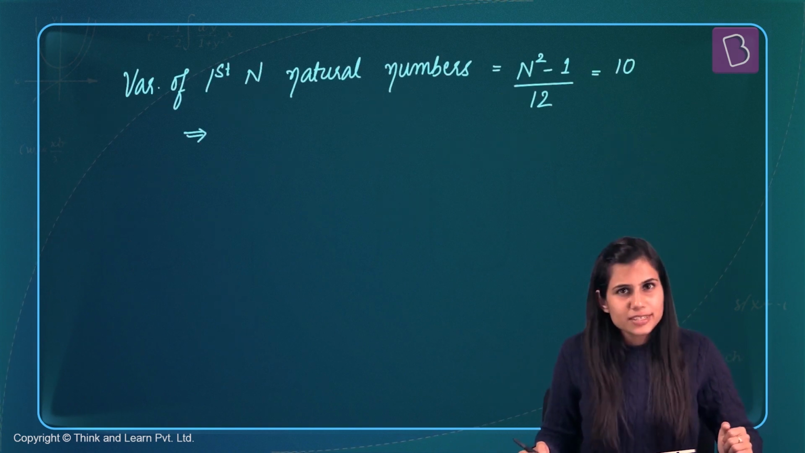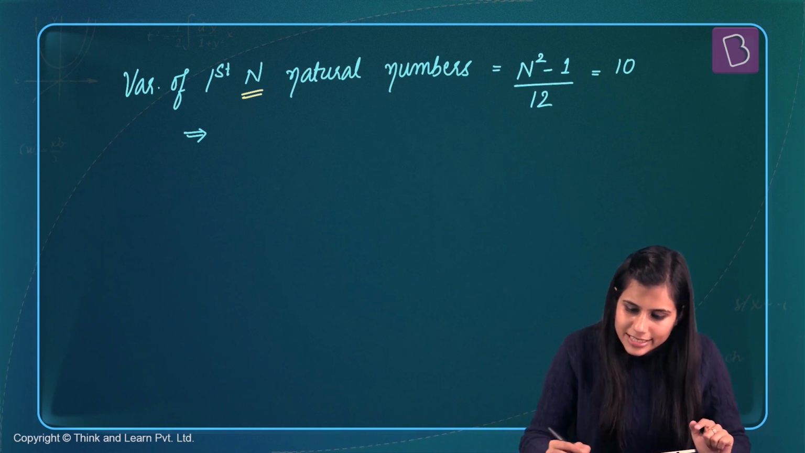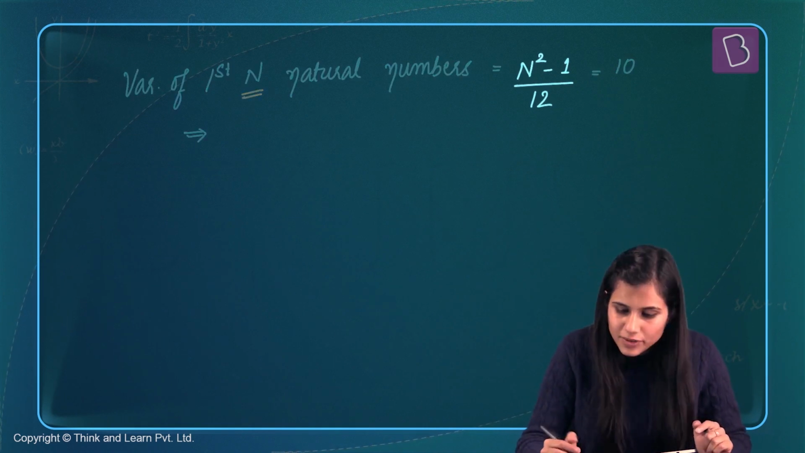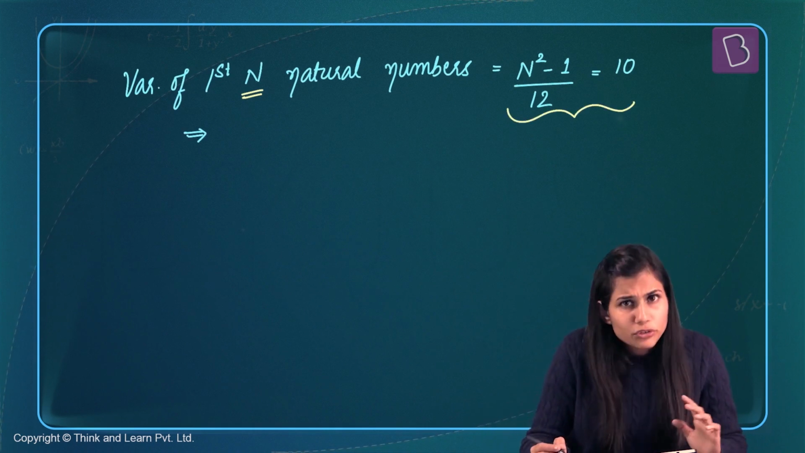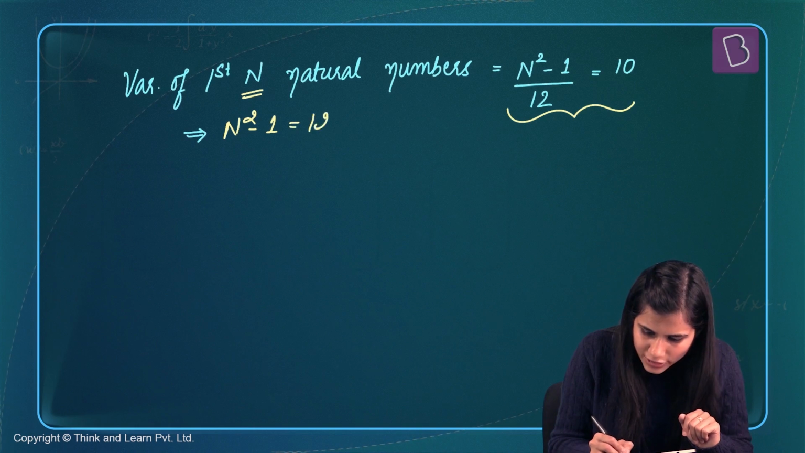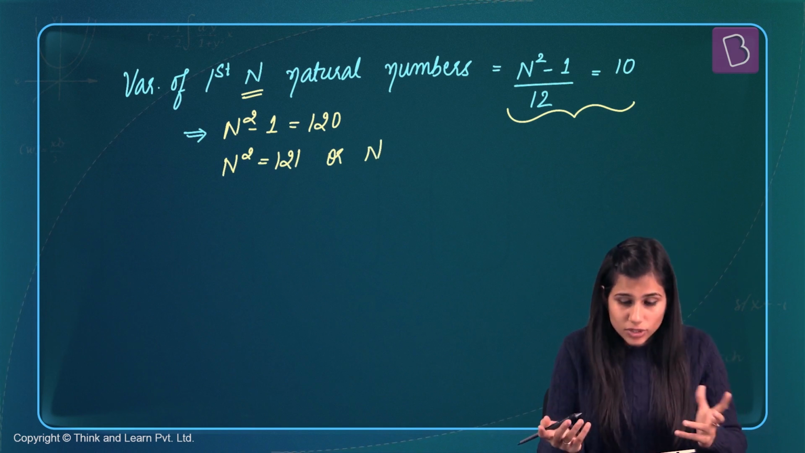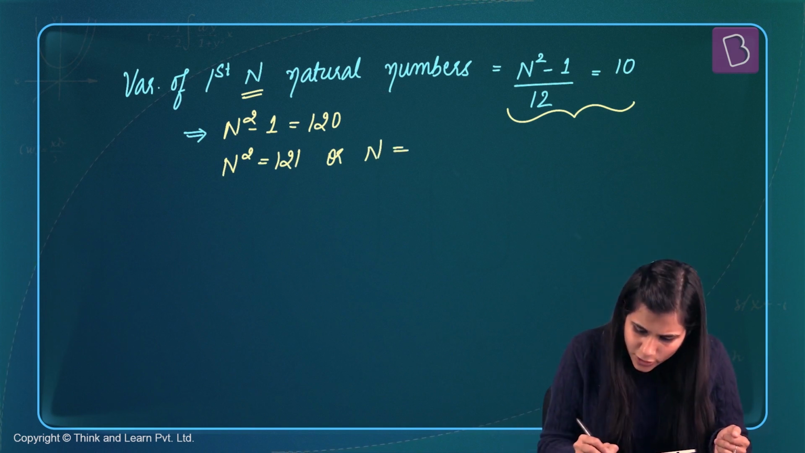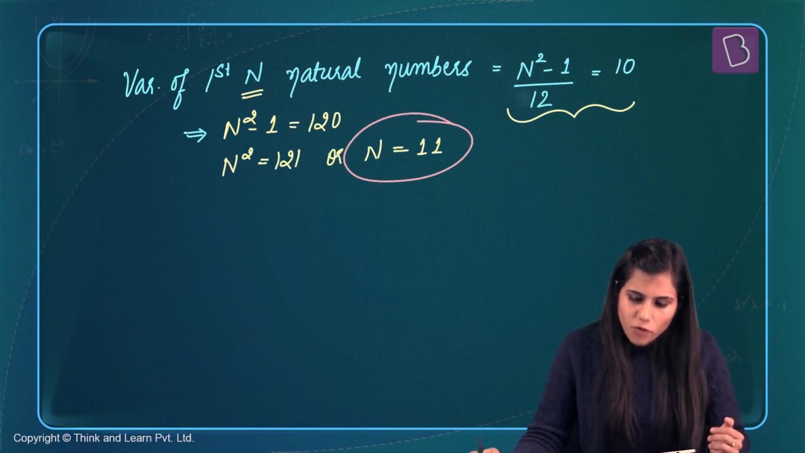So we have our very first equation that the variance of first capital N natural numbers is equal to n square minus 1 by 12. So that is equal to 10 according to what is given to us. So when you resolve this, you simply get n square minus 1 equals 120 or n square equals 121 or your capital N, which is a natural number so it can't be negative, is equal to 11. We've just decoded the value of capital N.